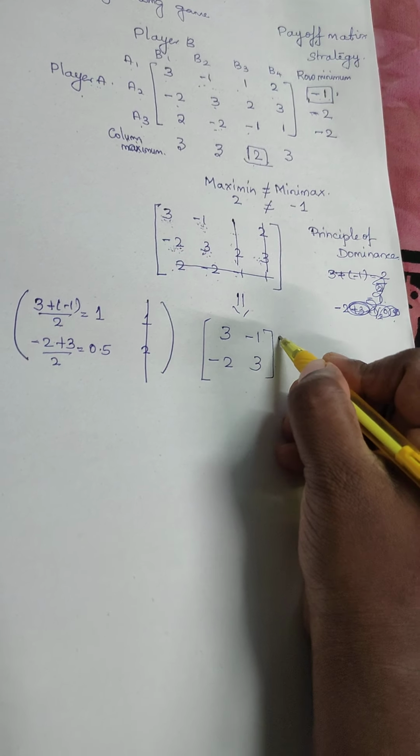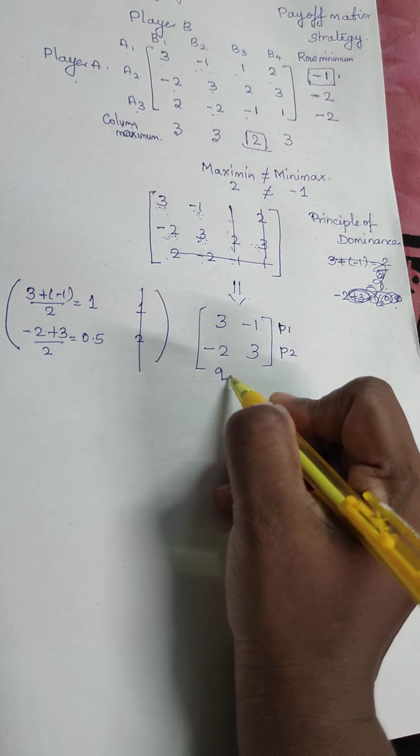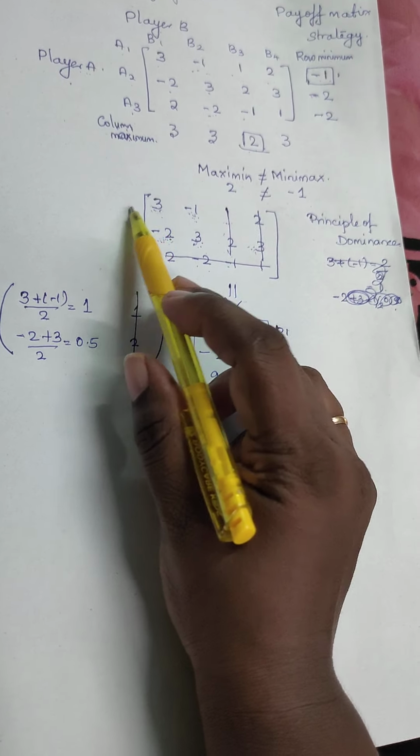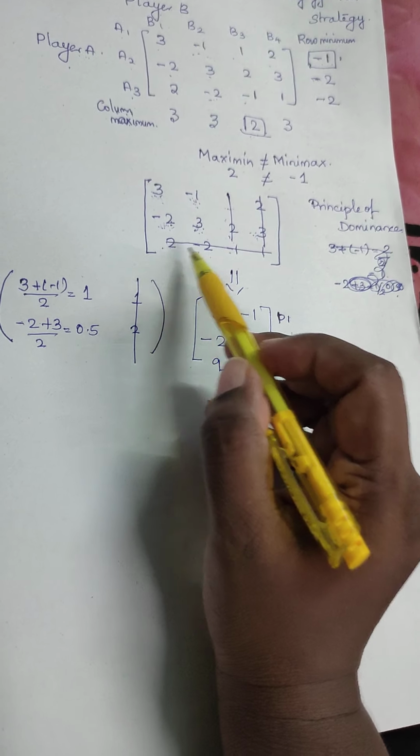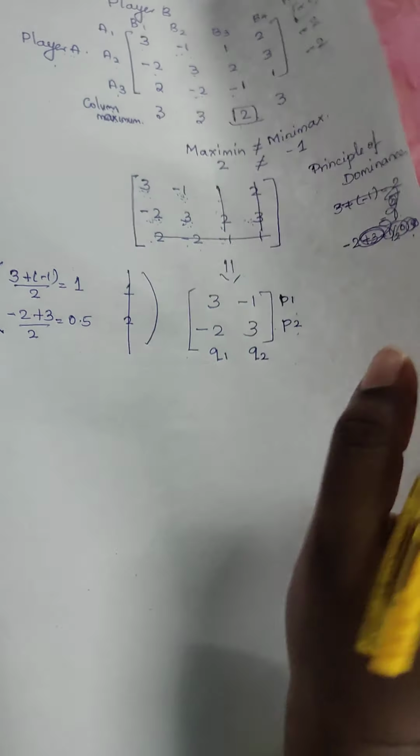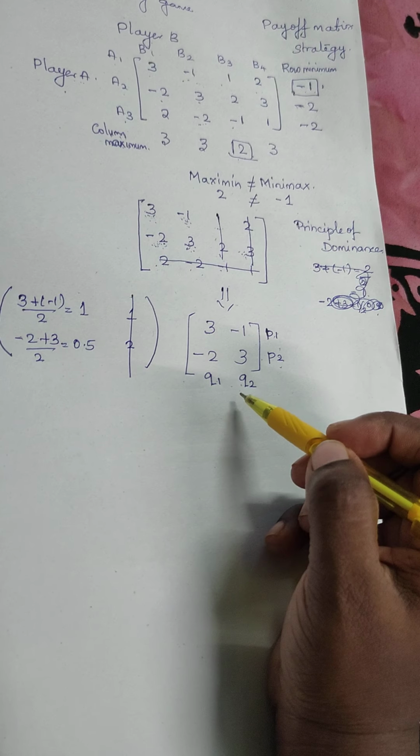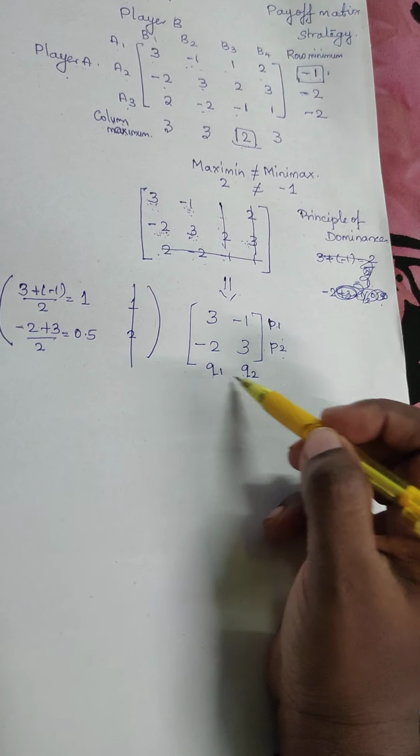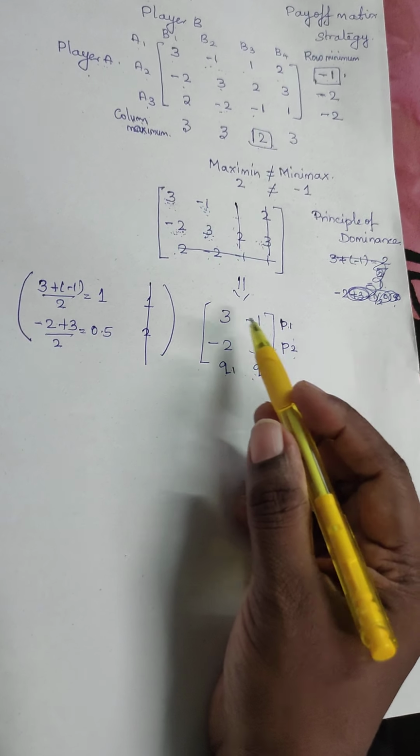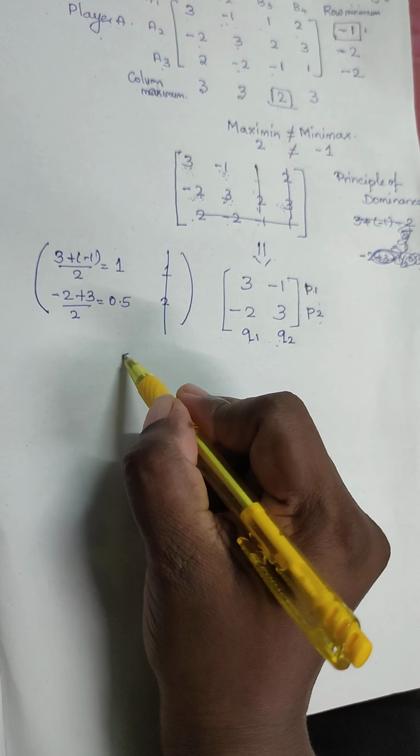So what we are going to do is put this as P1, P2, Q1 and Q2. This is because A1, A2, so P1, P2, and P3 is 0. This is B1, B2, so Q1, Q2, and Q3 and Q4 are 0. I need answers for these. These are my probability values, and I'm going to find the answer for these values. You can do the long method by solving two equations, or there is a formula. You can use that. I'm going to use the shortcut method.